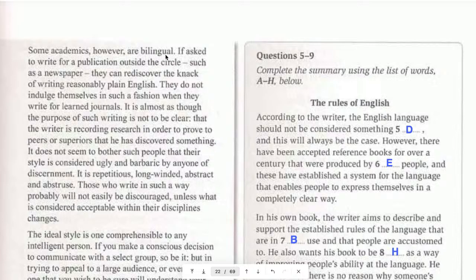Some academics, however, are bilingual. If asked to write for a publication outside the circle, such as a newspaper, they can rediscover the knack of writing reasonably plain English. They do not indulge themselves in such a fashion when they write for learned journals. Do you understand the meaning of this part?